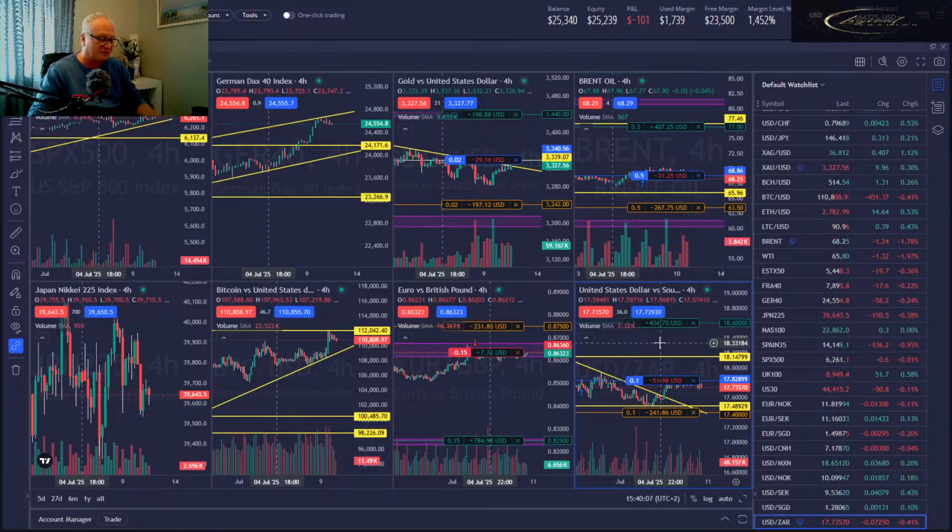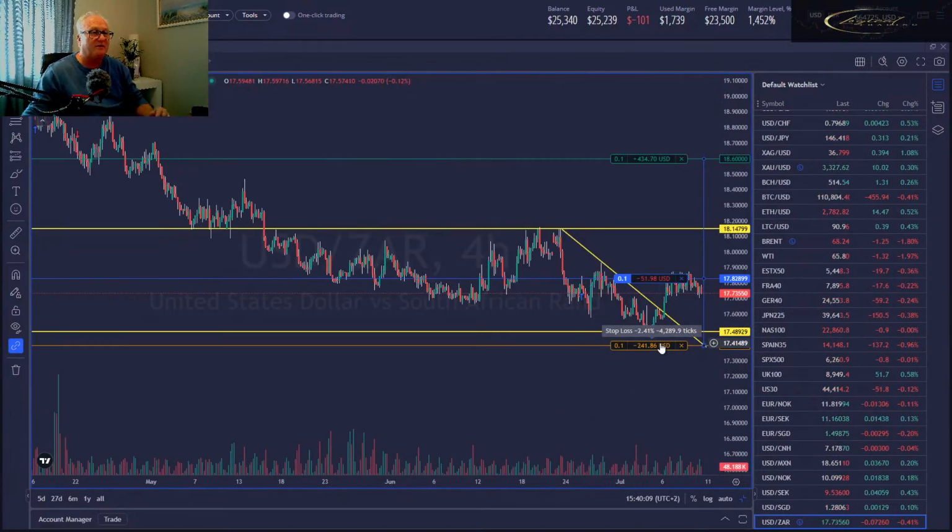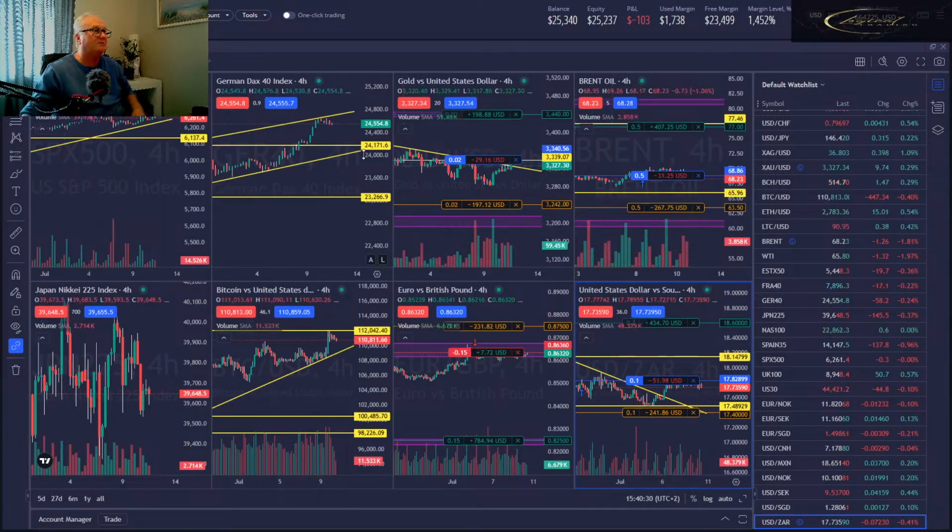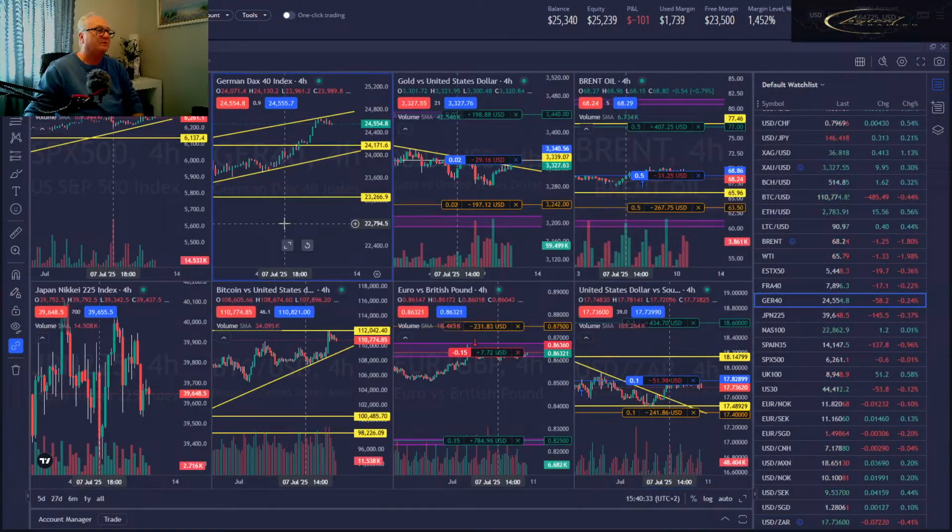Like this United States dollar, South African Rand, I'm so confident on that that if this was to break above that level here, or even at 1814, I would actually add to the trade because it would be definite. It would be going that way. At the moment, it's just being a bit of a pain. Okay. We'll see what happens with that one.